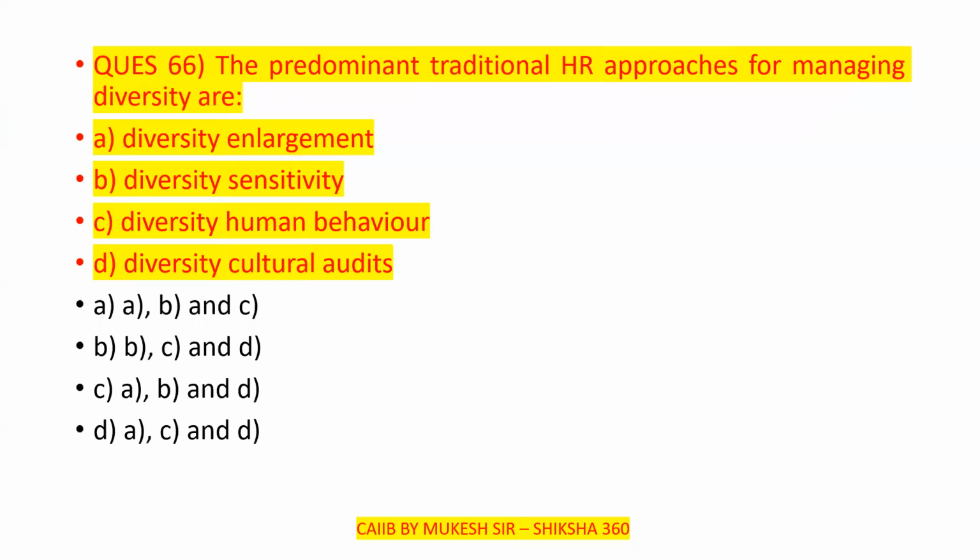Now move to the next question, question number 66. The predominant traditional HR approaches for managing diversity are: option A, diversity enlargement; option B, diversity sensitivity; option C, diversity human behavior; option D, diversity cultural audits.